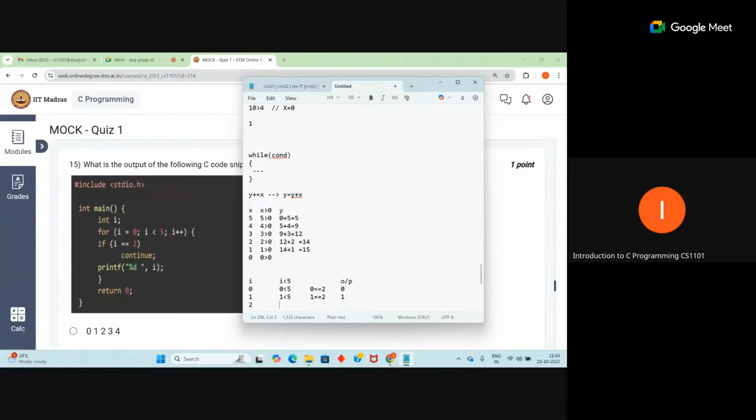Then it will become 2. So 2 less than 5, which is true. It will enter into the body. 2 equal to 2, which is true. True means it will execute continue. What the continue will do is, see here, print the value of I.